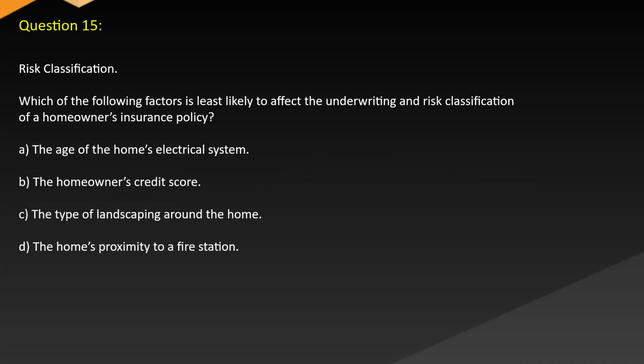Question 15. Risk classification. Which of the following factors is least likely to affect the underwriting and risk classification of a homeowner's insurance policy? A. The age of the home's electrical system. B. The homeowner's credit score. C. The type of landscaping around the home. D. The home's proximity to a fire station.